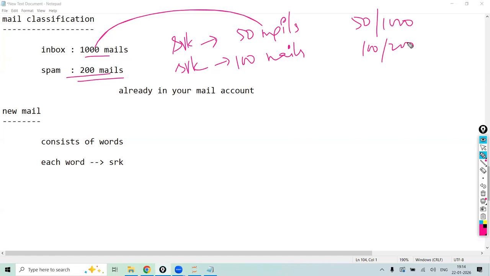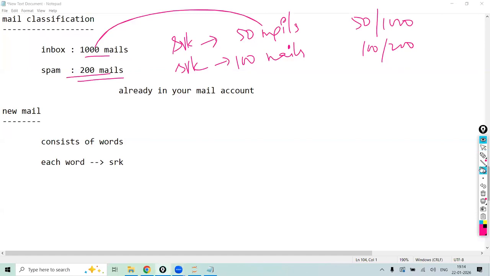Is the point clear? Everyone understood? So here we have to calculate the percentage or weightage, how much weight it is having. So is 50 out of 1000 having more weight, or 100 out of 200? More weight means more value. Which one is having the more value? So here we have to observe that.